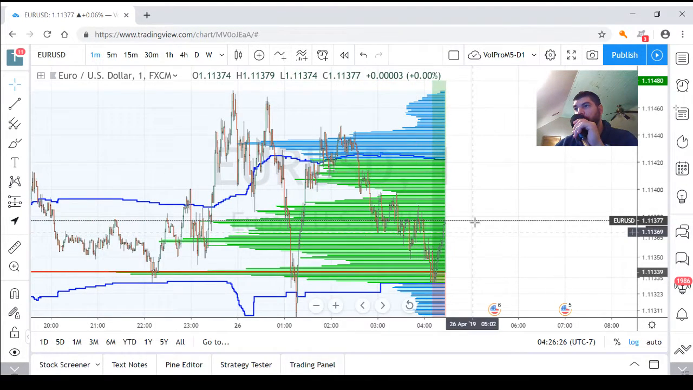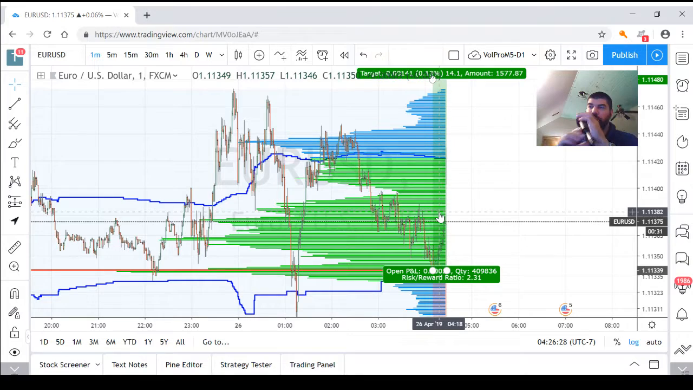Especially with the euro dollar, it's a lot. It doesn't just go to where it's going to go. There's a lot of up and down flow to it.